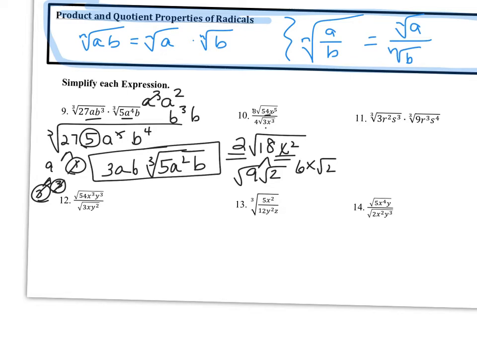So now, because this is a square root, I have to check the even, even, odd. So this degree is even. Notice the outcome is odd. So it's going to get the absolute value sign.